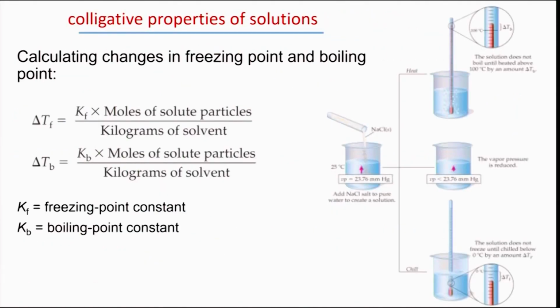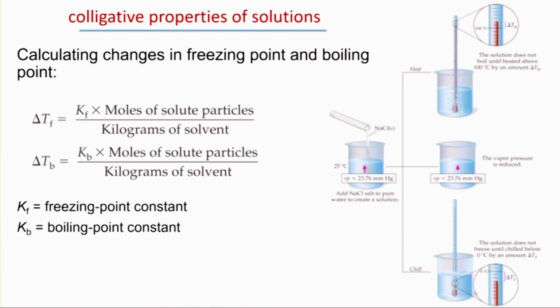All right, so moving on. Let's do some calculations here. This is the equation to help you calculate the change in temperature for the freezing point or the change in temperature for the boiling point. Again, it only matters how much solute you have, not what actual solute you have. The change in temperature freezing is equal to some K, this is Kf, the freezing point constant, which depends on what solvent you have, times the moles of the solute particles divided by the kilograms of solvent.